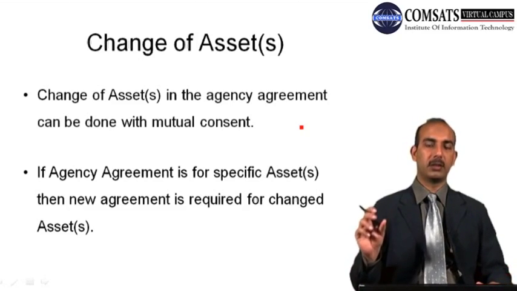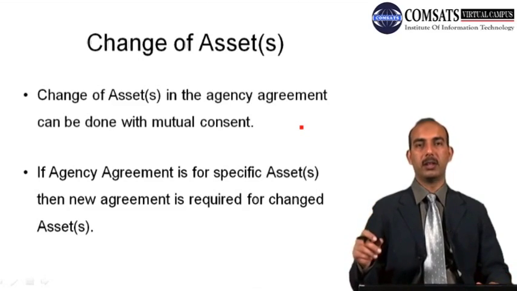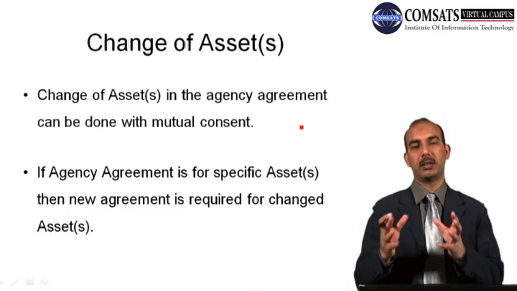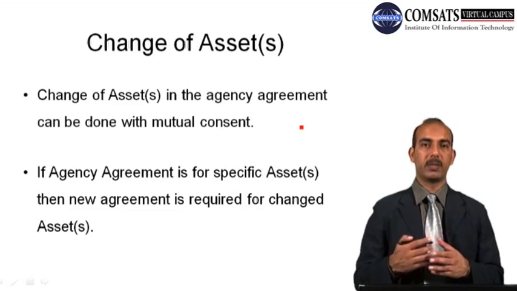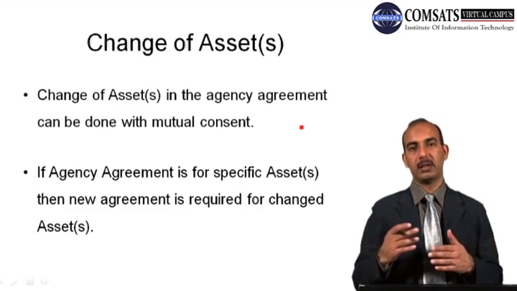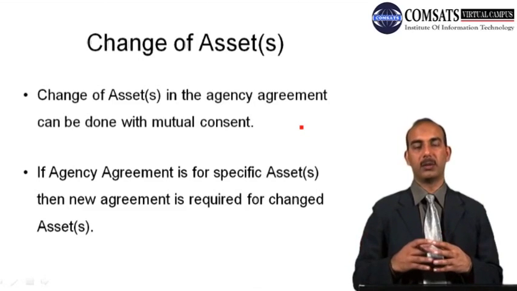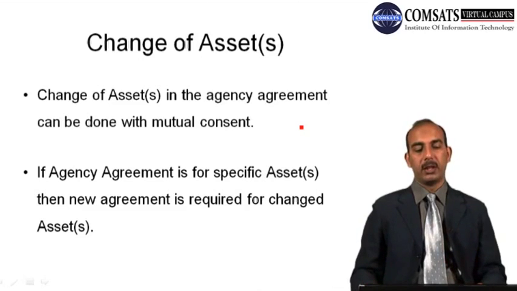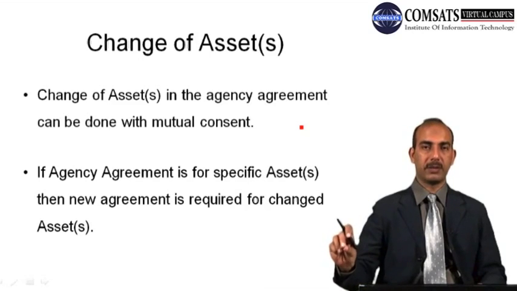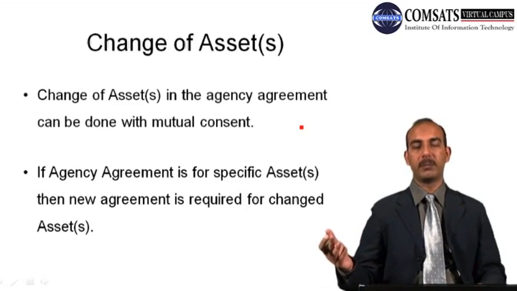If the asset was mentioned in the contract, for example, a particular kind of car, suppose Suzuki Alto, but at a later stage that car is not available in the market or something like that happens, and the client has to switch to another car, then with mutual consent, a new contract can be signed. And if the agency agreement is for a specific asset, for example, a particular nature of asset, then a new contract would be required. Otherwise, with the consent of the bank, that contract can be continued.